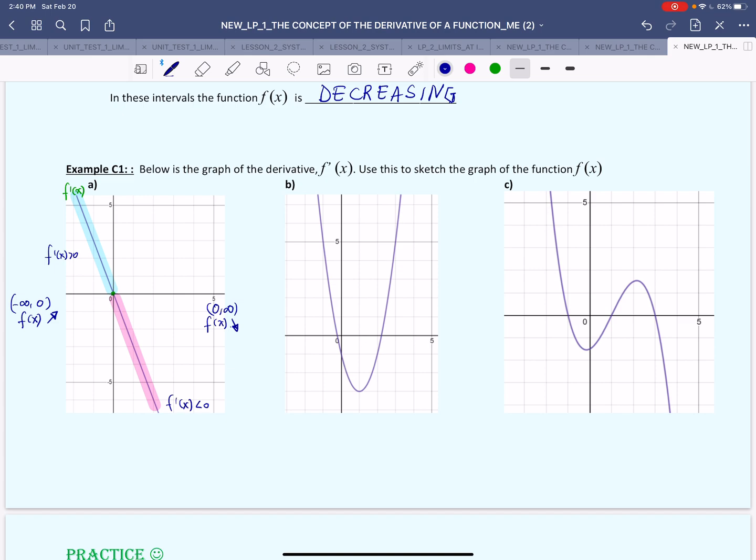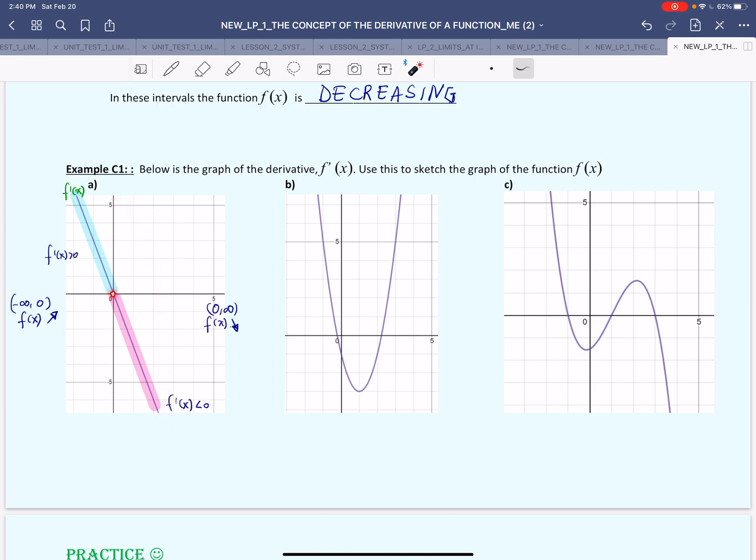So we have to think of how to draw a function with a turning point at 0 that has an increasing interval from negative infinity to 0. So I'm thinking if I go this way, like this, you can go this way. So that's an increasing line until it hits 0, and then it can be decreasing.